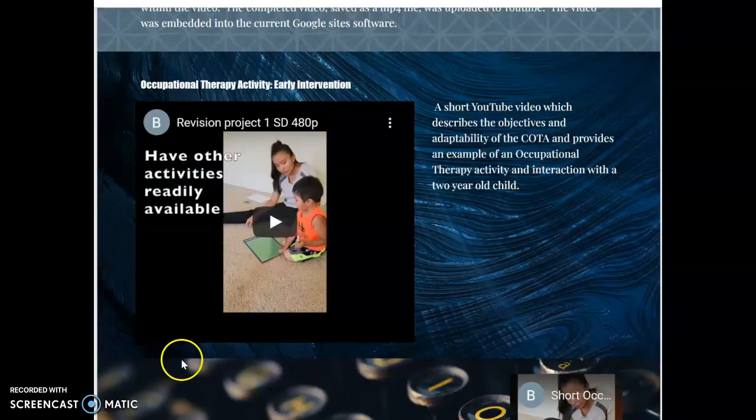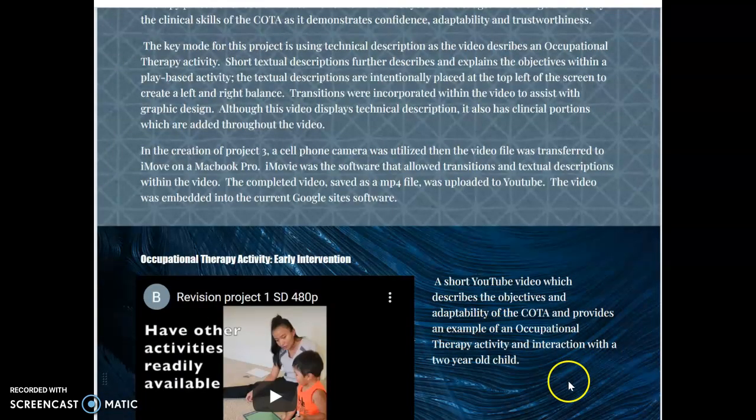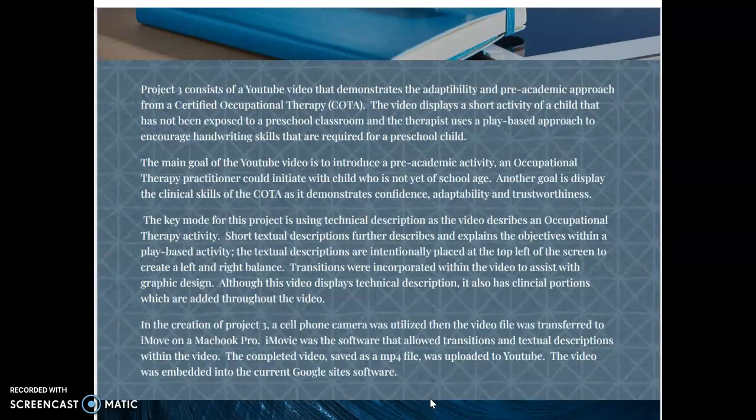So aside from that, aside from the titles, including text information with the videos was also important. Also wanting it to be concise as well.